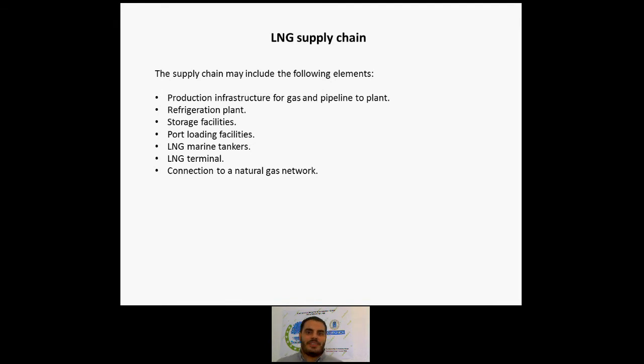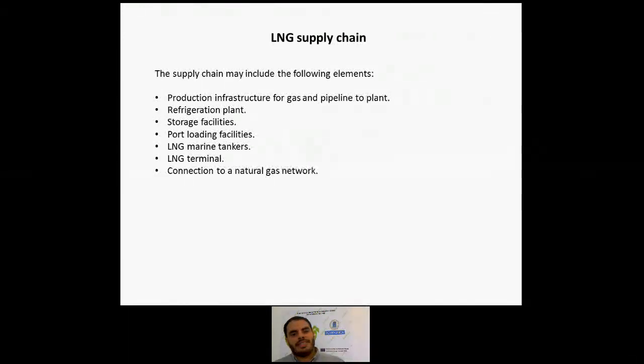That supply chain is typically long in terms of distance and expensive in terms of the capital cost of the equipment and facility involved. The components of the supply chain typically include gas field production infrastructure, feed gas pipeline to gas processing and conditioning plant, a large scale refrigeration plant involving heat exchangers to liquefy the feed gas, LNG storage and port loading facilities, because everything must be kept cold, remember.